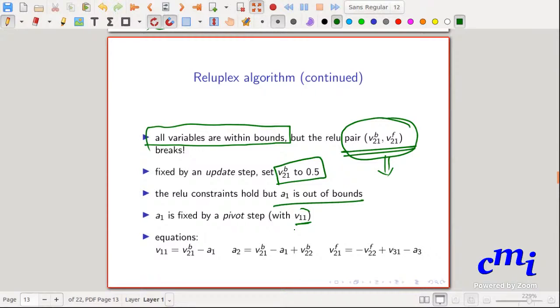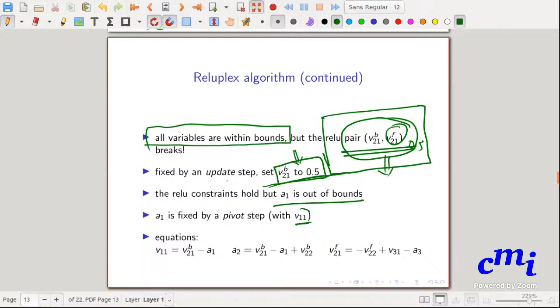Okay. So fixing the ReLU pair breaks, and this must be fixed before we can go to simplex again. The way it is fixed is by setting V21B to 0.5, because this is the only thing that can explain V21 forward as 0.5, and therefore this setting is done.